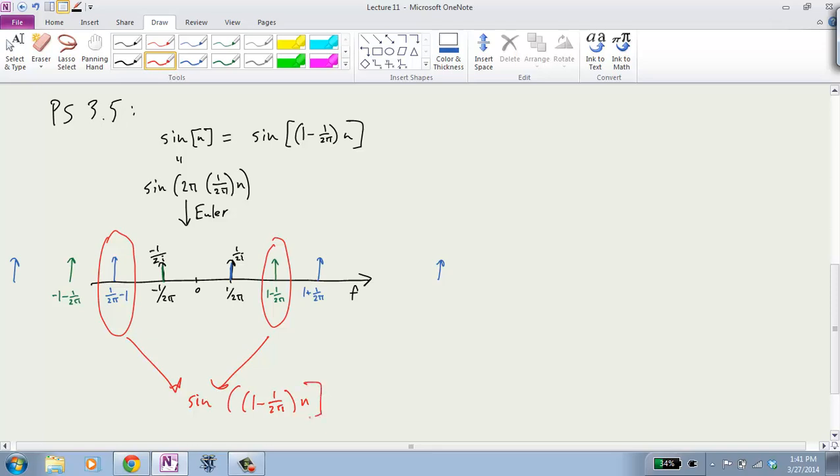Is there supposed to be a negative in there? Don't remember the problem. No, should be fine. Yeah.